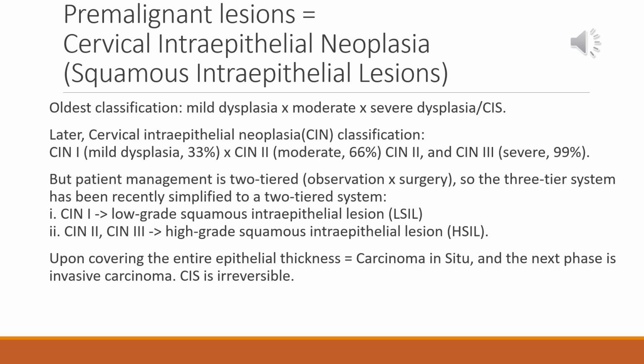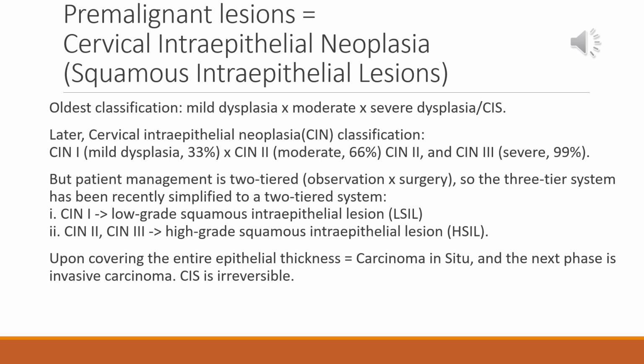Premalignant lesions, just like last time, are the intraepithelial neoplasia. Here it's cervical, so CIN, and the squamous intraepithelial lesions divided into LSIL and HSIL. Of course, decades ago, there was just mild dysplasia, moderate and severe, and carcinoma in situ. And then the cervical intraepithelial neoplasia classification: CIN1 means that less than 1/3 of the thickness of the epithelium is dysplastic. CIN2 means that less than 66% of the thickness of the epithelium is dysplastic.